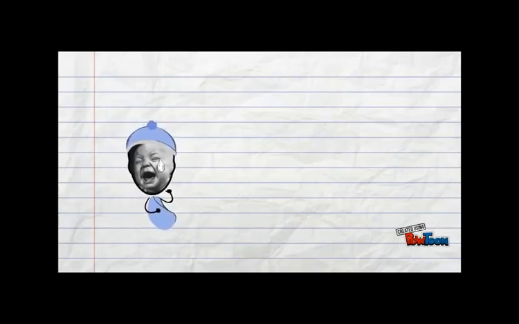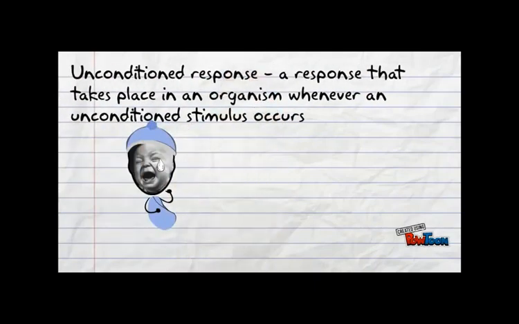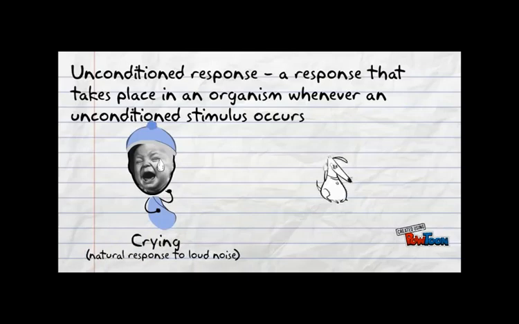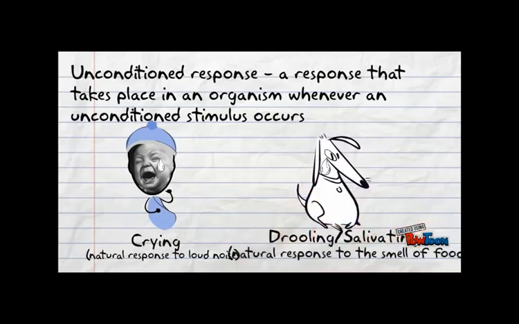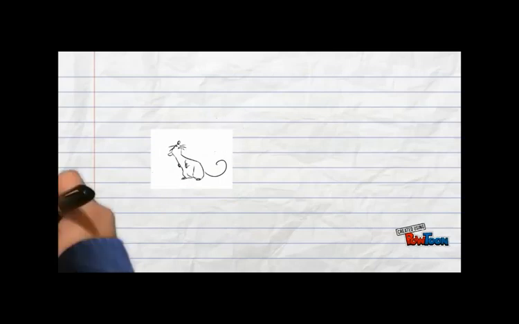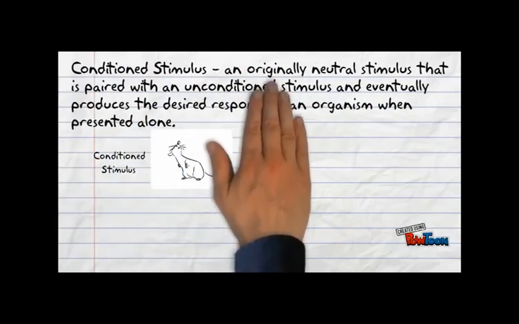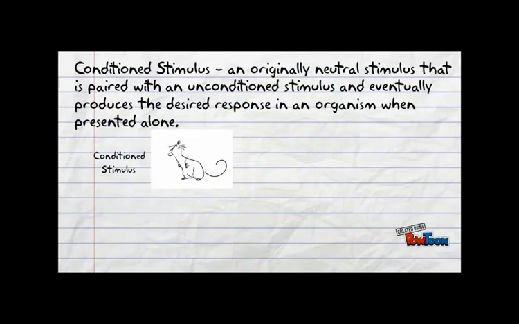Therefore, Little Albert crying serves as the unconditioned response. Crying or screaming is a baby's natural response to loud noises. Likewise, drooling is a natural response for dogs that smell good food. Once Little Albert began to associate the neutral rat with the negative, loud noise, the rat became the conditioned stimulus. That is, the previously neutral object that now elicits a response. In Pavlov's experiment, this was the bell that eventually made the dogs drool.